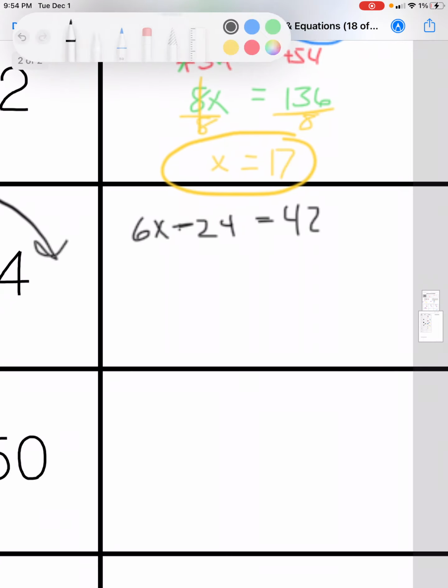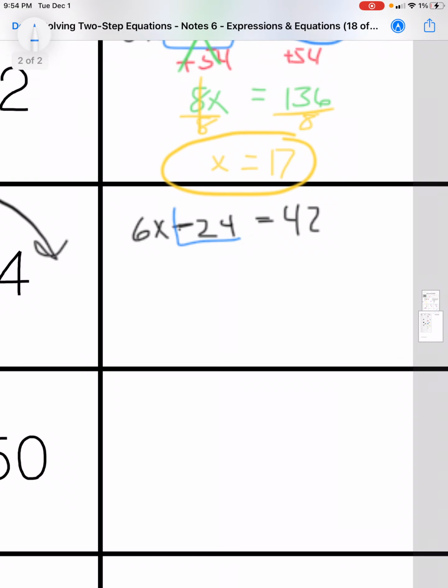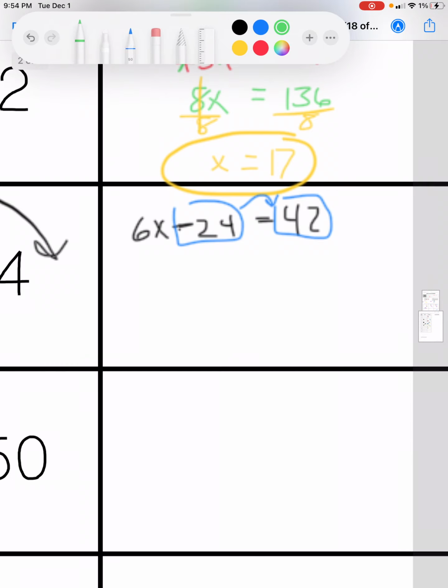All right. Again, find your like terms. There they are. Combine them. Take negative 24 to the right side, away from the variable. Why do we always go to the right with it? Because we're taking it away from the variable. The variable stinks. We have to get it by itself.